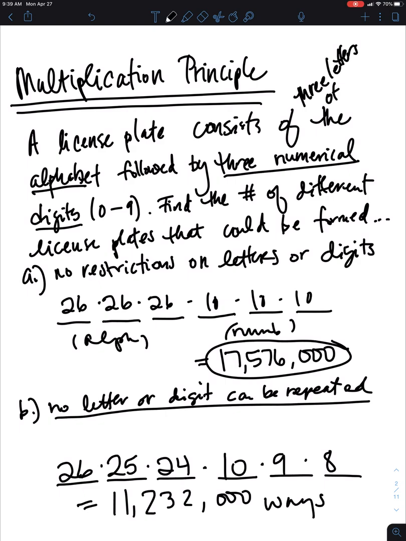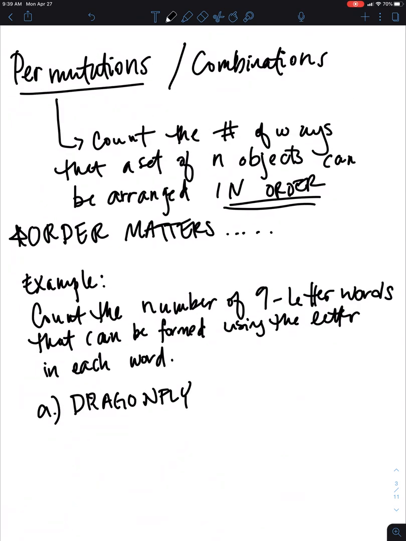Okay, and so that's how many possible license plates there are when no letters can be repeated. All right, so that's kind of the counting way of doing it. And I'm going to come back to counting at the end too and do a couple more examples. But let's get into permutations and combinations. So first we're going to start with permutations.